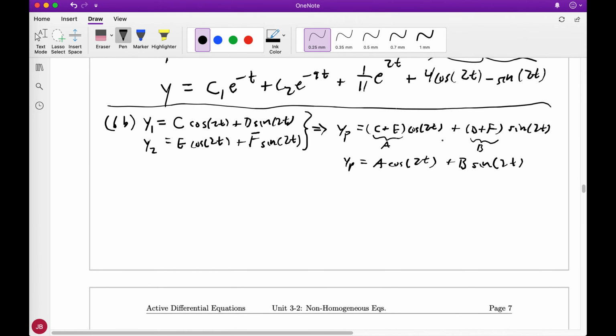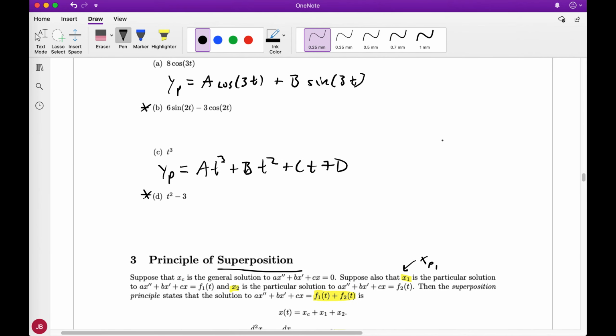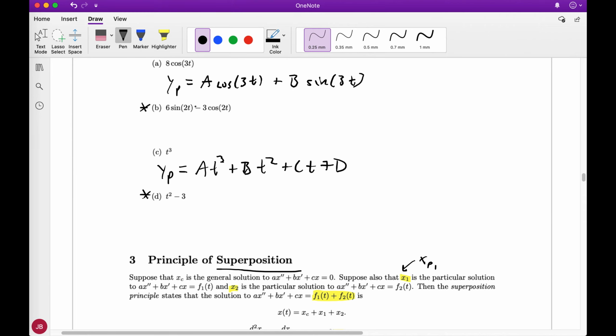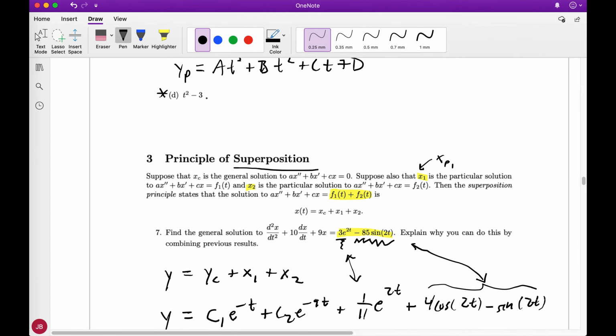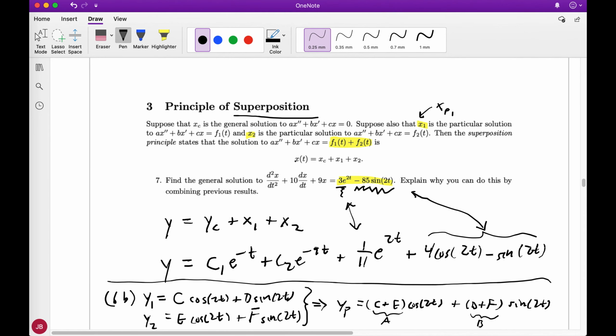Interesting, huh? So it didn't matter that we actually had two terms of the same type, right? As long as they're of the same type, this one is a constant times sine 2t, this one is a constant times cos 2t, the form of the solution is still going to be a cos 2t plus b sine 2t. And now, maybe you can see where this is going for this one as well. Let's work it out below.